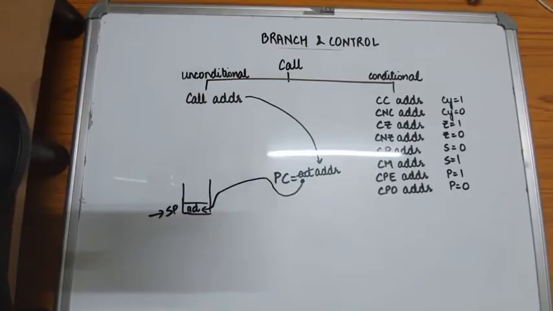Now let us discuss the call instruction, in the branch and control group. We've already done a little bit of the call instruction in the introduction of the branch and control group. Now we are doing it in detail. The call instruction is again divided into unconditional call and conditional call, same as jump.